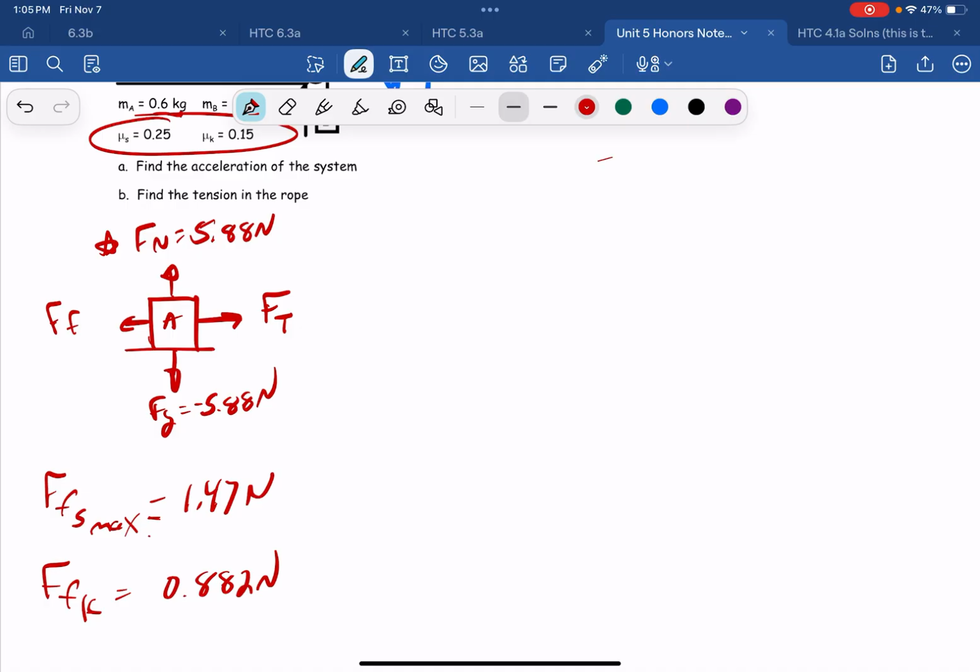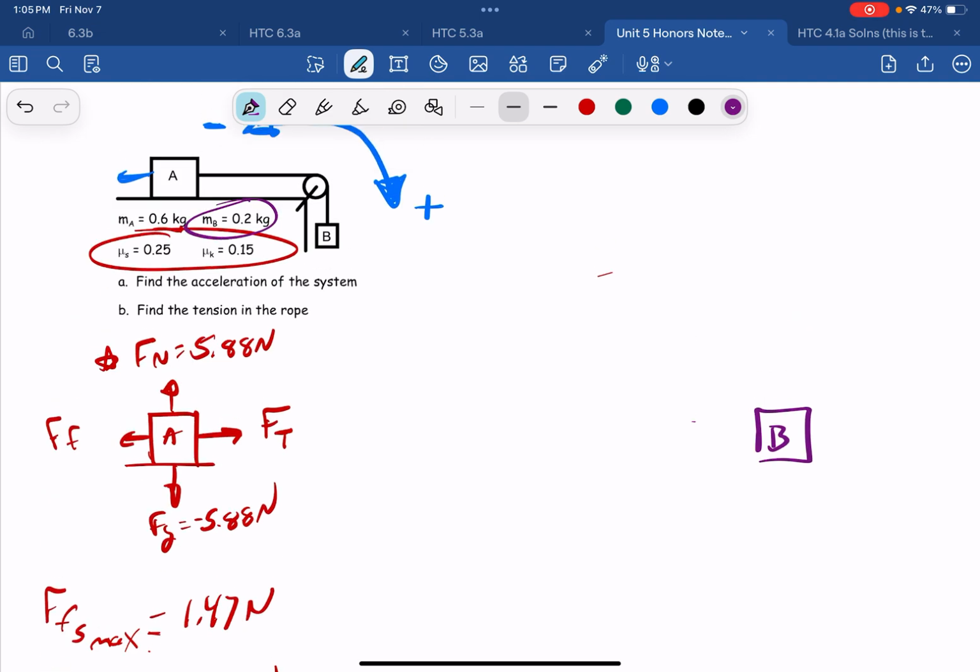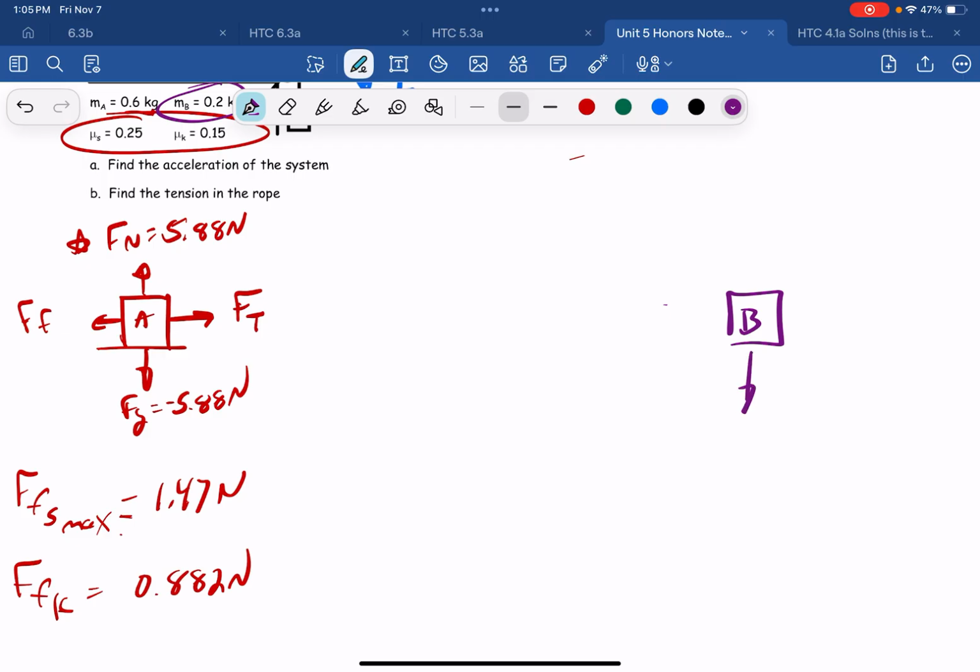So now I'm going to move on to object B. All right, so here's my object B. I know that the mass of object B is 0.2 kilograms, so I can go ahead and put in my force of gravity.